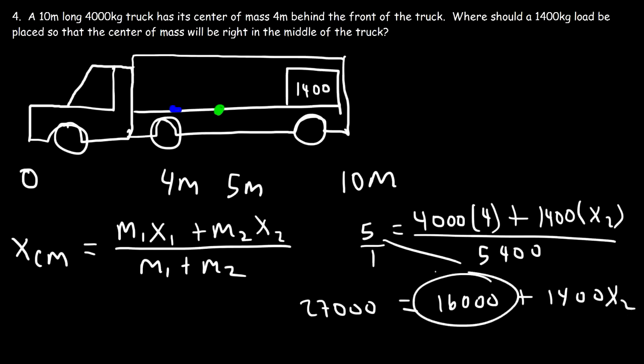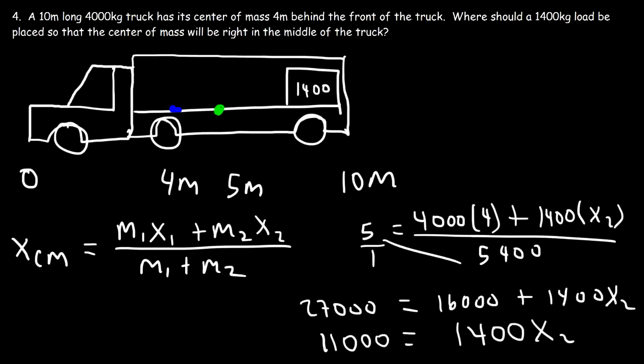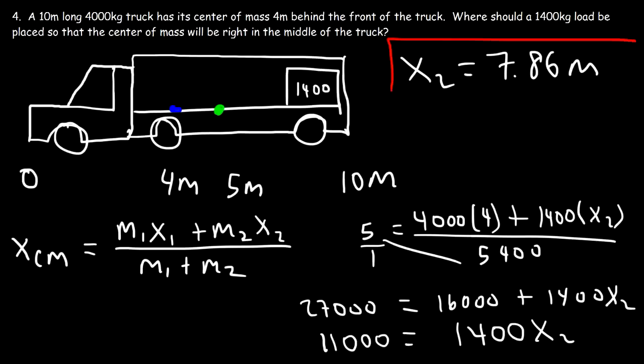So now let's subtract both sides by this number. So 27,000 minus 16,000 is 11,000. And so that's equal to 1,400 times x2. So now let's divide both sides by 1,400. 11,000 divided by 1,400 is equal to 7.86 meters. So that's where we need to place the 1,400 kilogram load in order to move the center of mass from 4 to 5. So it should be somewhere around this region. It's still relatively close to the back of the truck, but it's not all the way at the back.